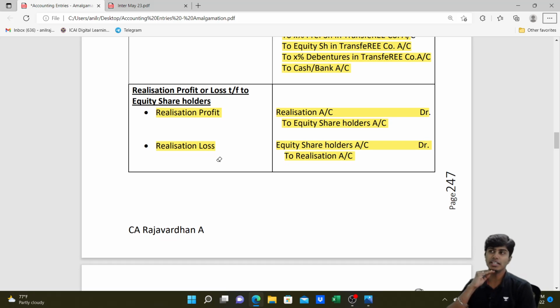If it is profit, it will increase the money that is payable to equity shareholders. So we credit their account and debit realization. If it is loss, it will decrease the amount payable to equity shareholder. So we will debit equity shareholder and credit realization account.